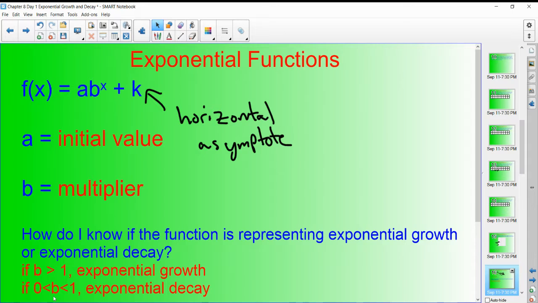And then our multiplier is never going to be negative because that doesn't really make any sense. That's a different family of functions. That's kind of a crazy family. So above 1, growth, between 0 and 1, decay. We need our initial value, our multiplier, and our horizontal asymptote, which will help us create an equation.